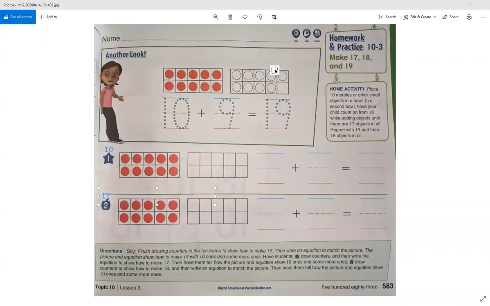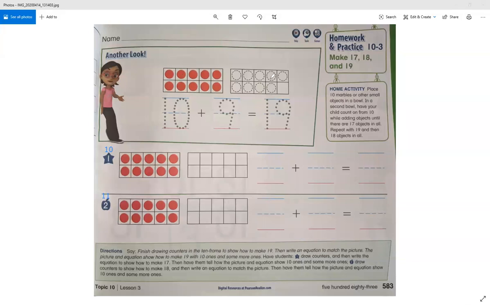So this one, this is just an example up here. So let's look at the example. So the example says, finish drawing counters in the 10 frame to show how to make 19. Then write an equation to match the picture. The picture and equation show how to make 19 with 10 ones and some more ones. Okay, so they wanted to show and make 19. So I'll do this example for you.